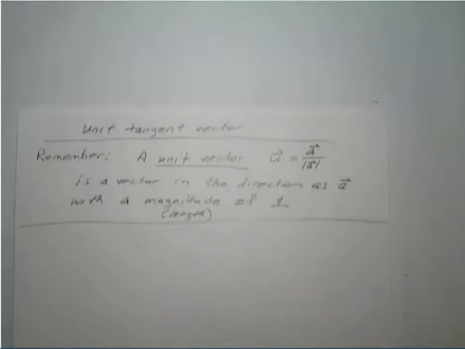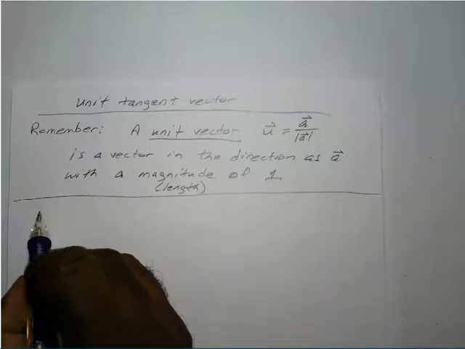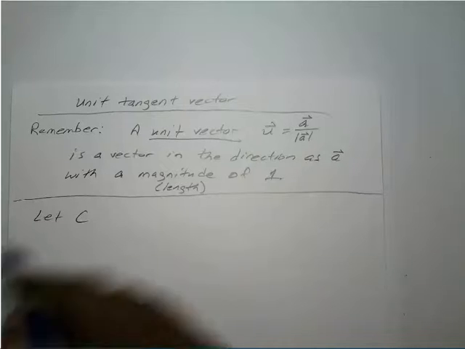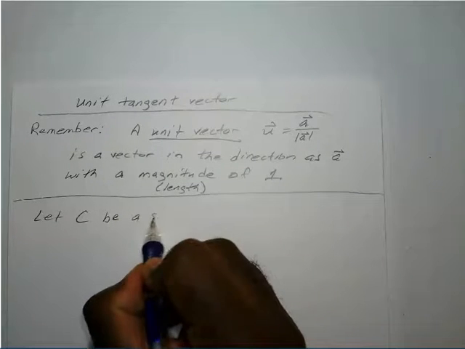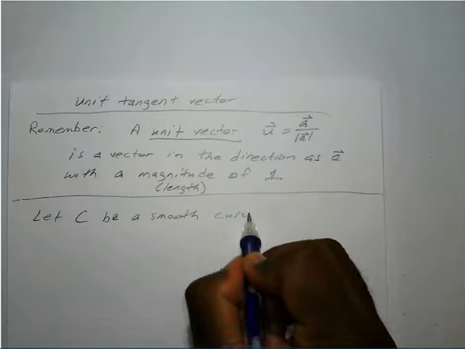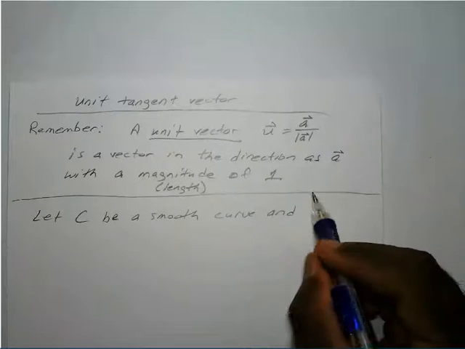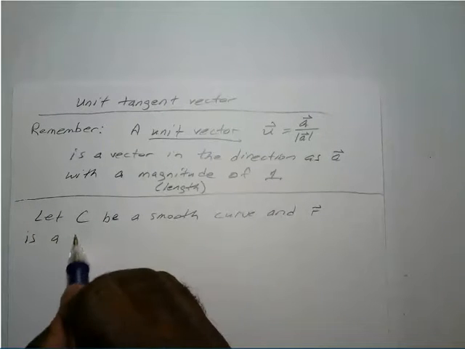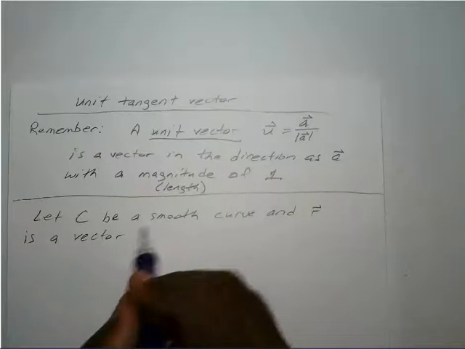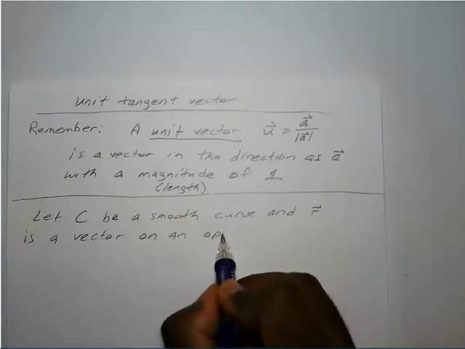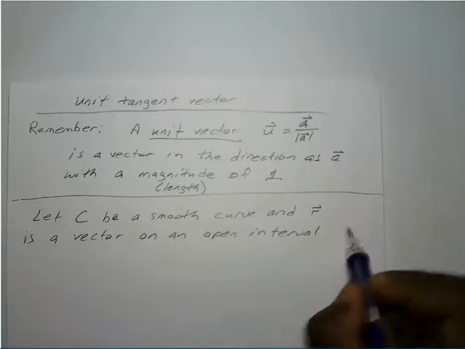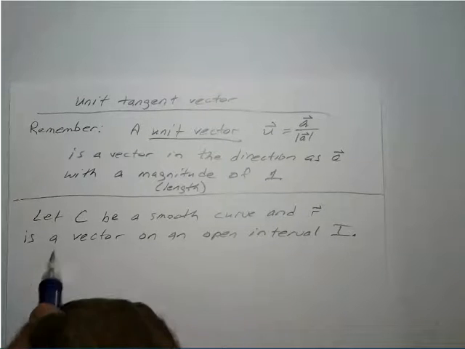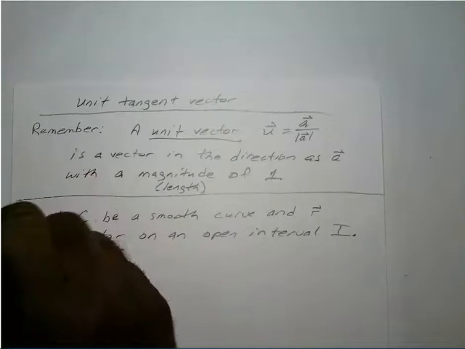All right. So what if we let C be a smooth curve and our R vector is a vector on an open interval that we will call I. Now the unit tangent vector, should have a capital T there.